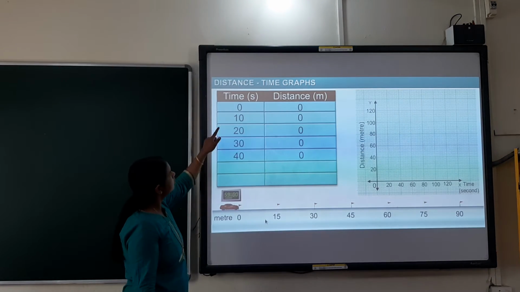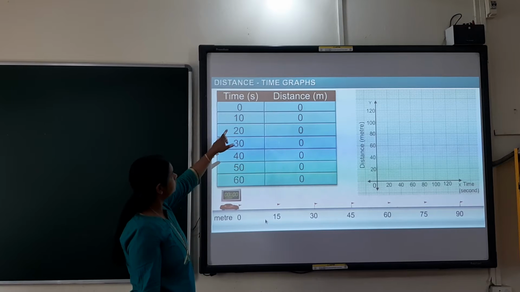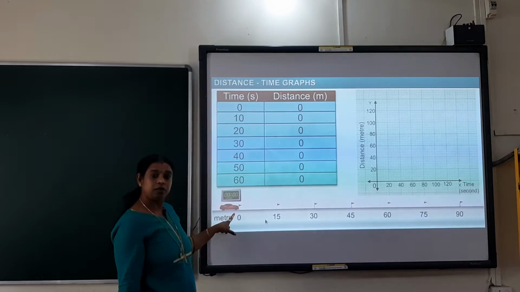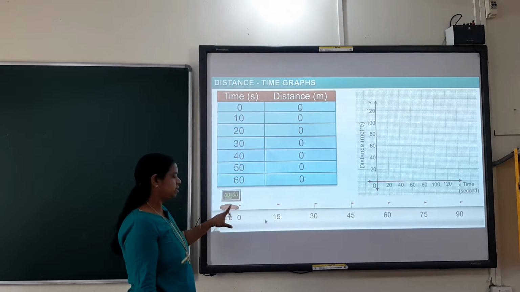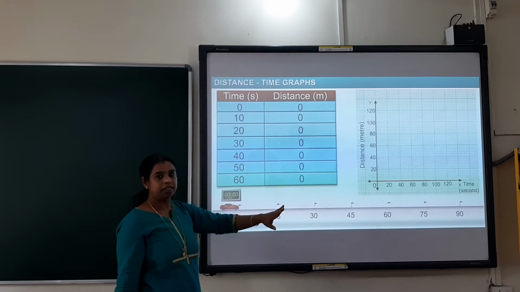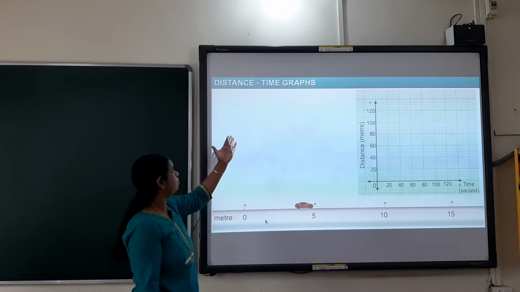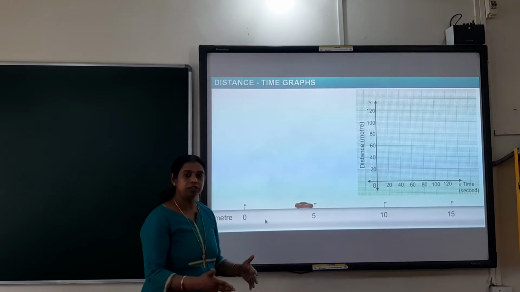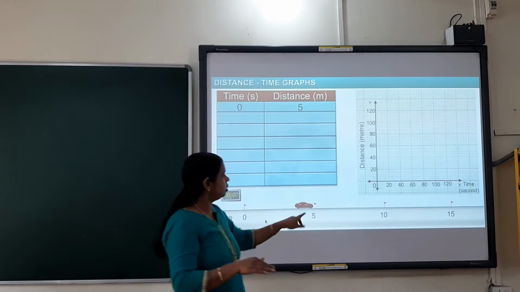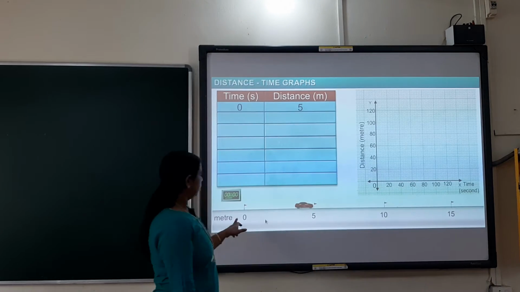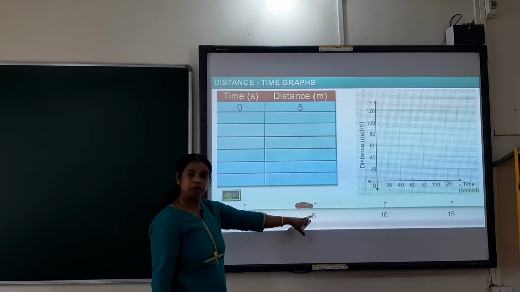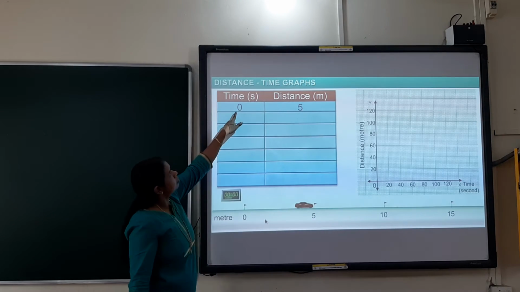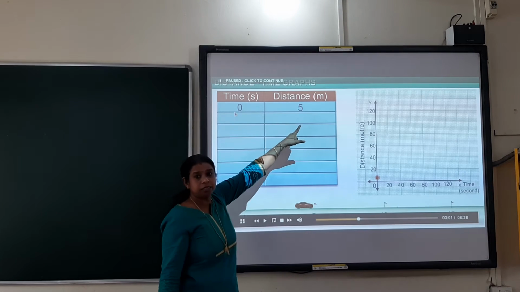Then another one, here distance-time graph. You can draw here 0. Now the object is at rest. That means at 0 seconds it has travelled 0 distance. Then at 10 seconds also 0 distance. Then that means what? The body is at rest. Then it will be on the x-axis. Now the body is at a 5 meter distance. That means at 0 time it went 5 meter.